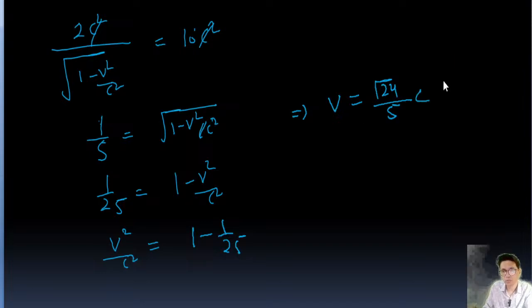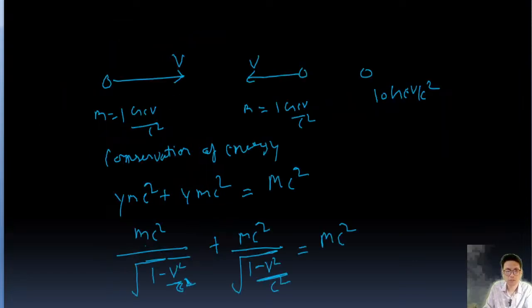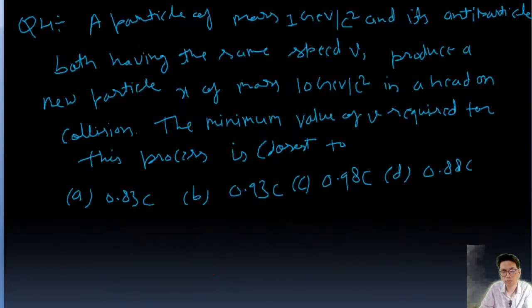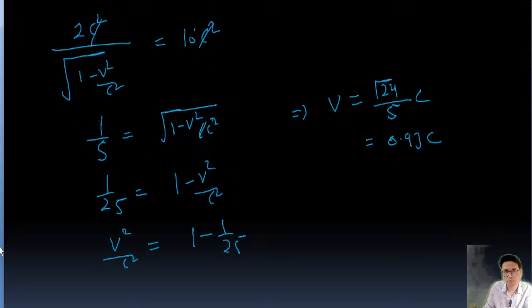Very simple calculation. If we calculate it, this gives 0.93 c. So this is the speed we needed to find, the minimum value of v required. The minimum speed is option B, 0.93 c. So this is the answer, guys.